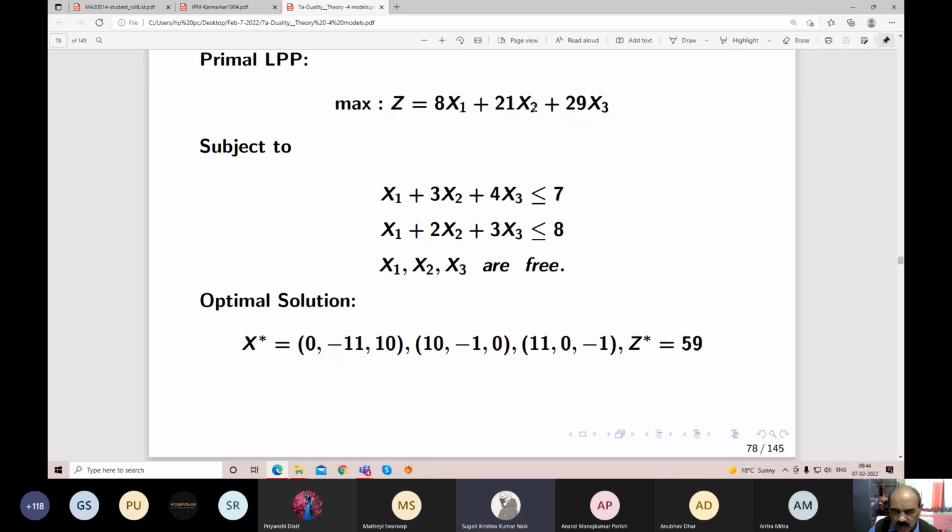Plus 290. So no, 11 into 21 minus. Okay, plus minus 29, 231, because it is 21 into 11, not 10. Then the negative sign, then plus 29 into 10, 290. So as a result, we are getting 59. The second point also gives 59. The third point also gives 59.